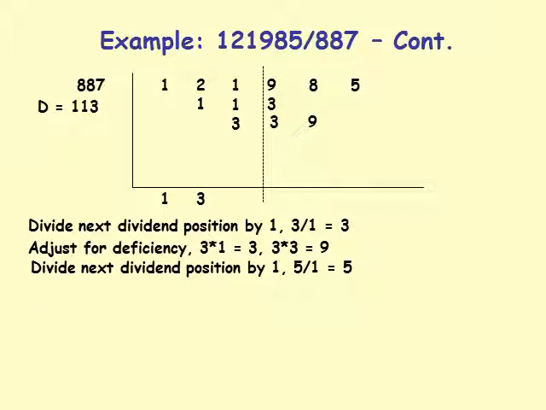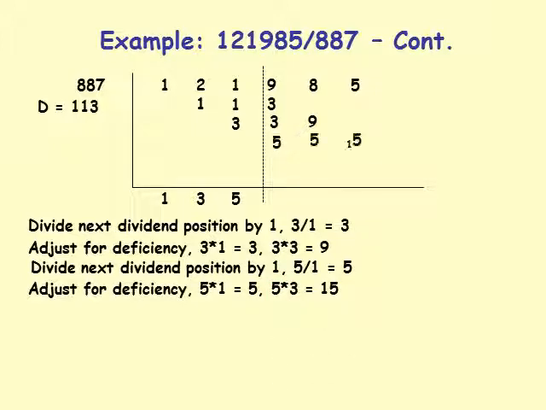Let's continue here. So we divide 5 by 1. I got 5. So this is my 5. Now I have to make adjustments for the deficiency. The quotient is 5 and the deficiency is 1, 1, and 3. So my adjustments are 5, 5, 15. 5 times 1 is 5 and 5 times 3 is 15. And let's do the adjustments now. 5 in this position here, 5 again in this position here, and 15 in this position here.